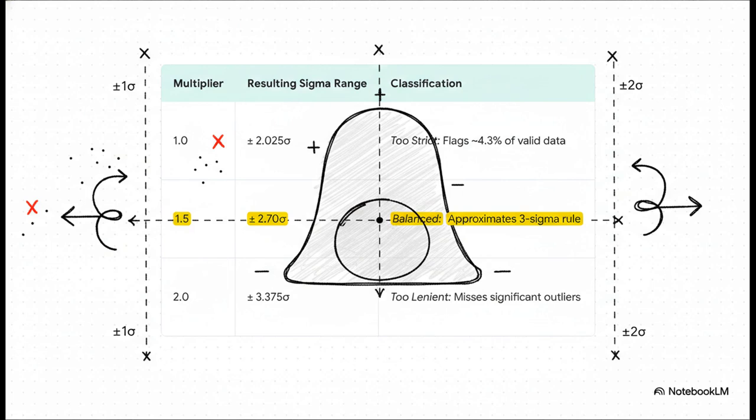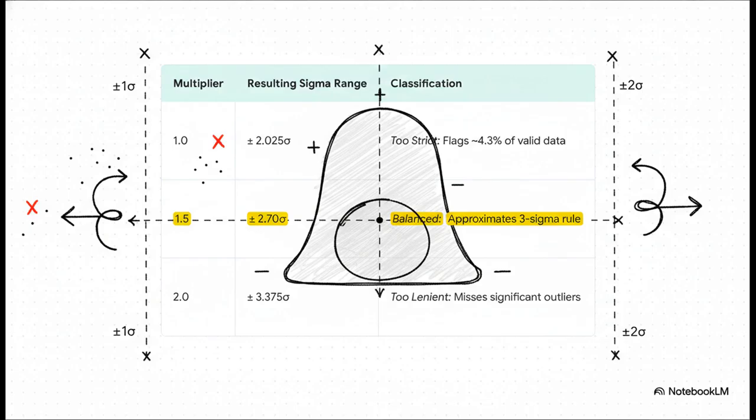And this table just lays it all out beautifully. If we assume our data is roughly bell-shaped or normally distributed, we can see what happens with different multipliers. If we used a multiplier of 1, our fences would be way too close to the middle. We'd end up flagging about 4.3% of perfectly good data as outliers. That's just too strict.